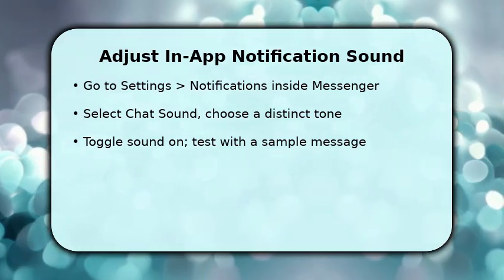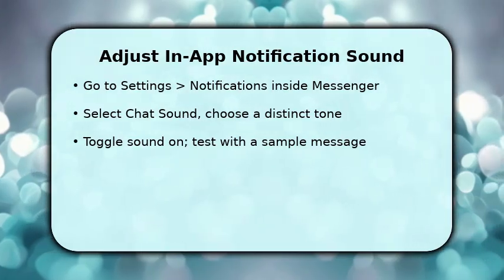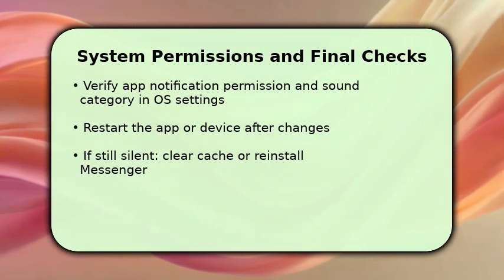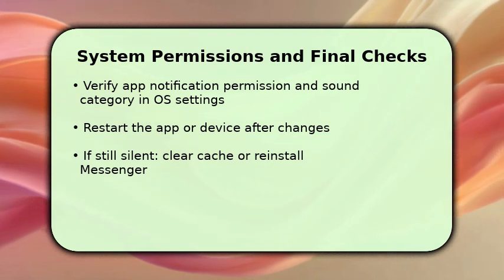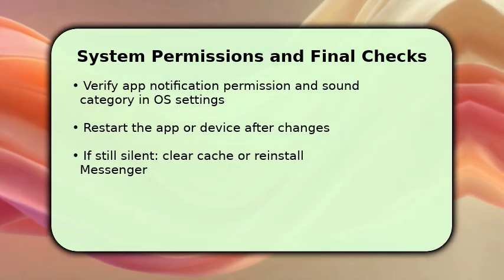If you hear nothing, move on to system-level app permissions to ensure Messenger can post audible alerts. Finish by confirming operating system permissions so Messenger can play sounds. Open your phone's app info, ensure notifications are allowed, and sound channel is not set to silent.